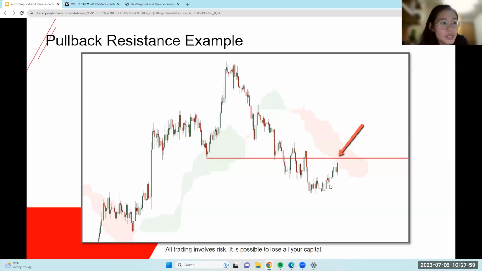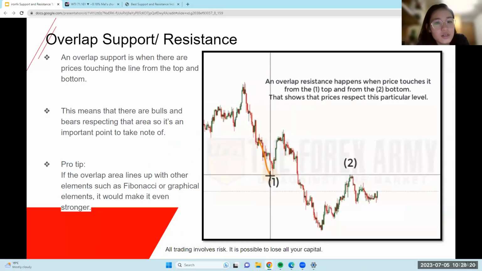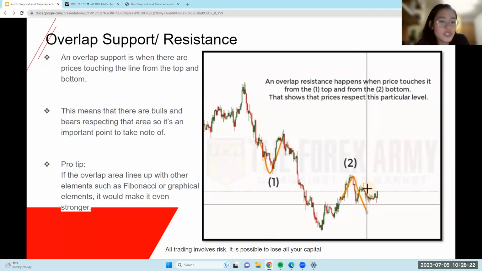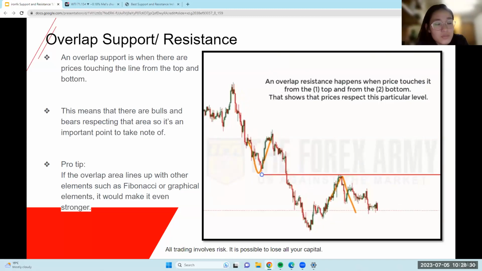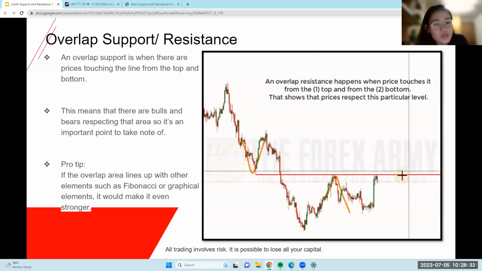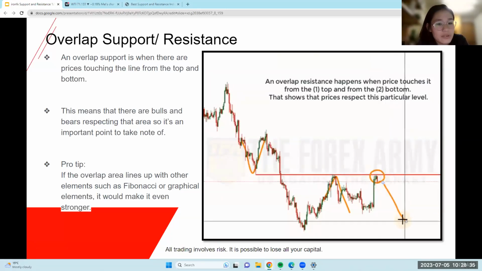So this is before and this is the after. Okay, so you can see price is approaching this same level, but once it reaches and reverses off and forms a swing high, it's now an overlap resistance level. Okay, so let's get into what exactly is an overlap. So an overlap resistance occurs when price reacts off a particular level from the top and from the bottom.